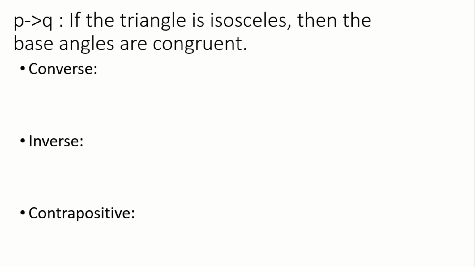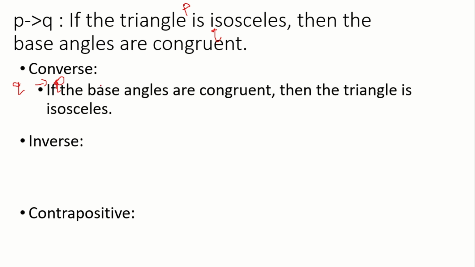So say for example, if the triangle is isosceles, then the base angles are congruent. So this is our P and this is our Q. The converse is, we need to interchange them: Q implies P. This is now P. So we'll start here at the conclusion: if the base angles are congruent, then the triangle is isosceles.